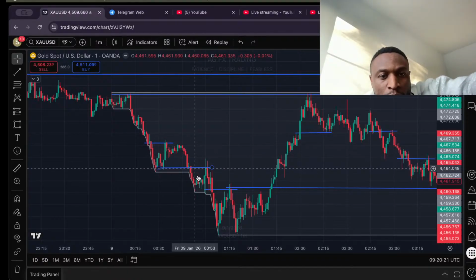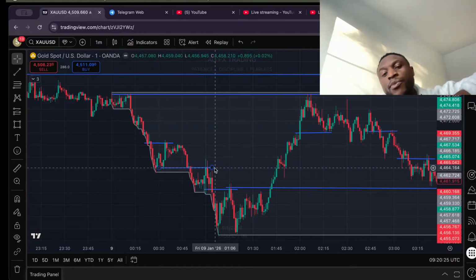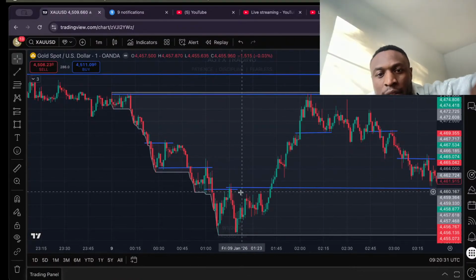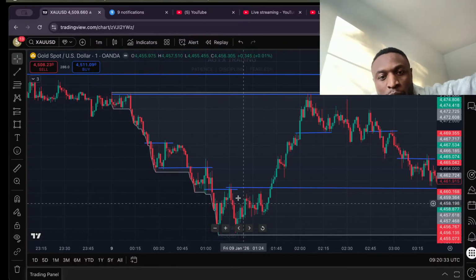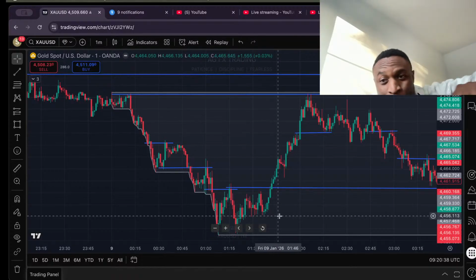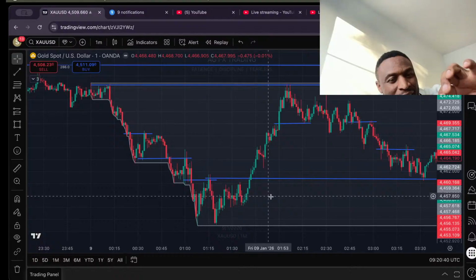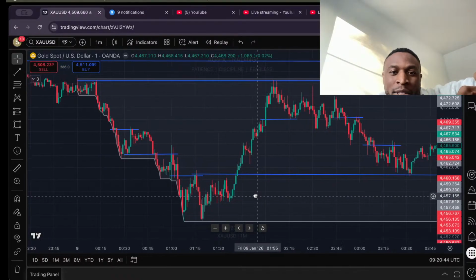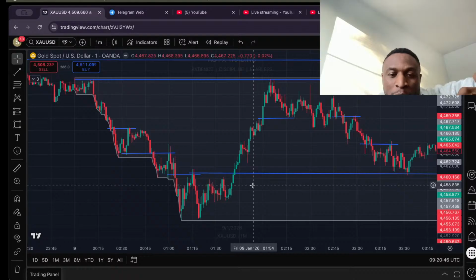Now it decided to break again and came back. This is another entry zone for me if I'm to trade that section. It decided to break again and retest. This is another entry zone for me. You see how it's respecting it. Are you getting it? In a nutshell, my strategy is so simple that even a newborn baby can understand it.